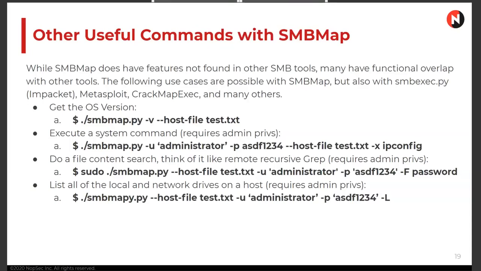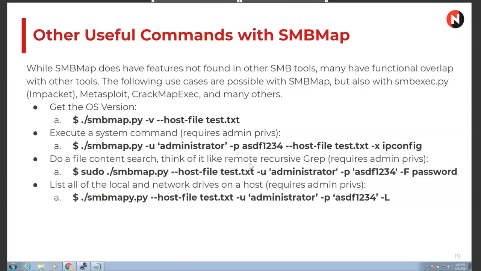So it also has the other features, and we touched on these in the what is SMBMap slide. It can be used to get OS information and execute system commands. One of the least tested features that I've recently introduced is a file content search, and this is really just like a remote recursive grep.